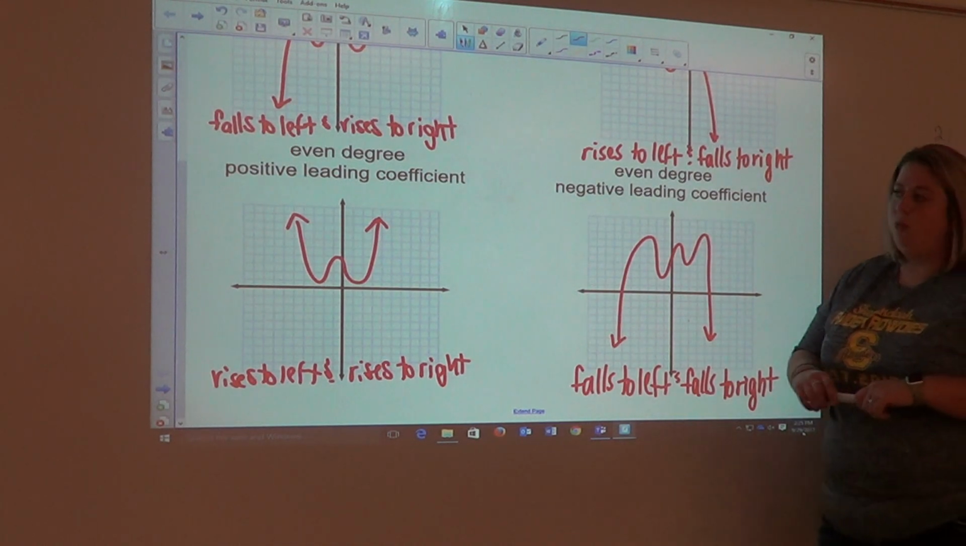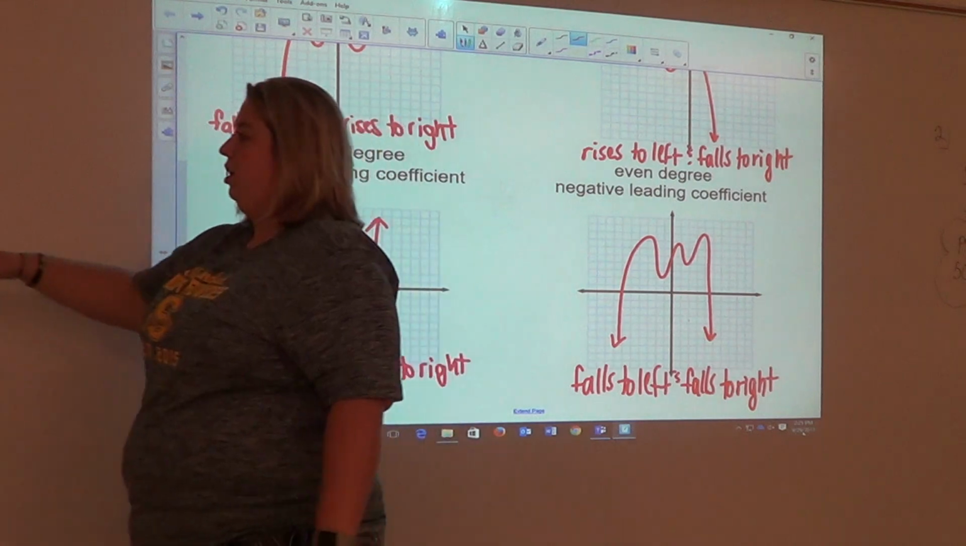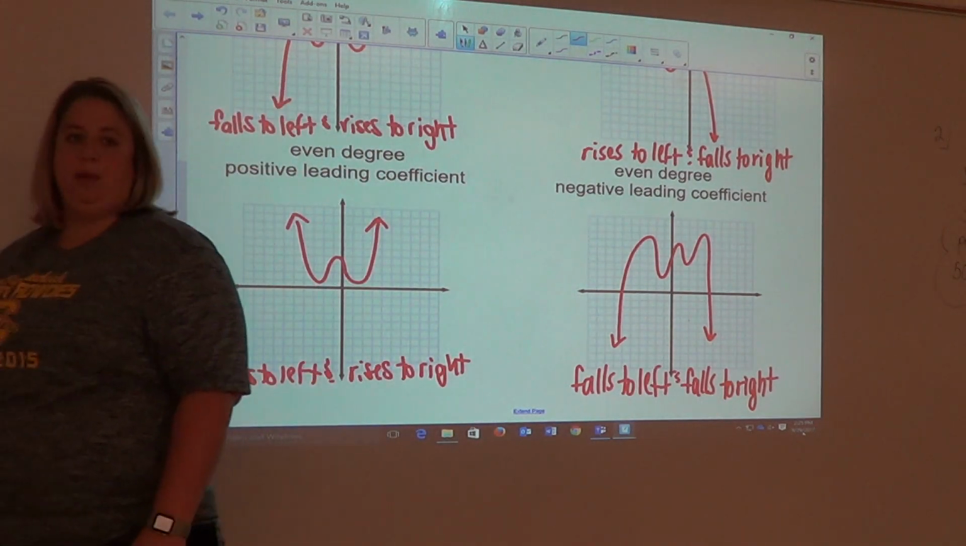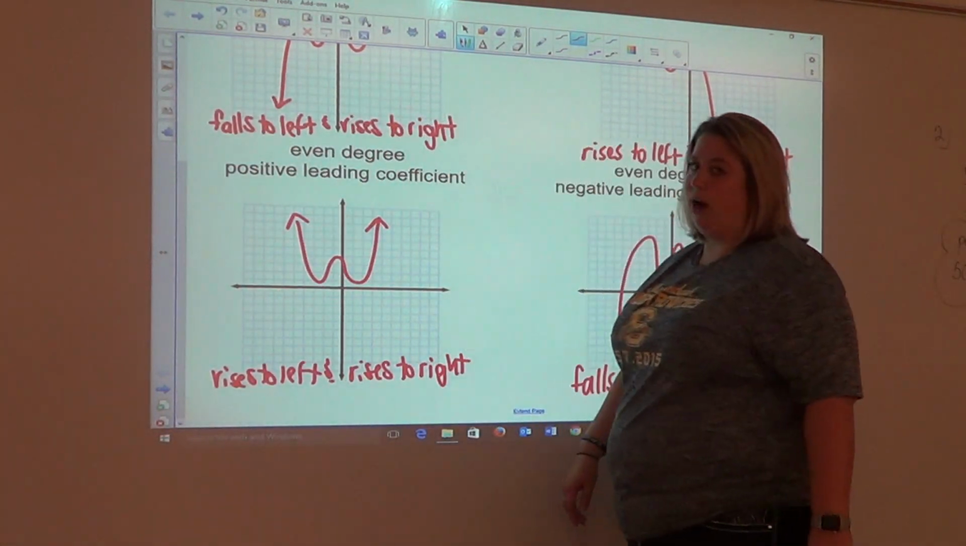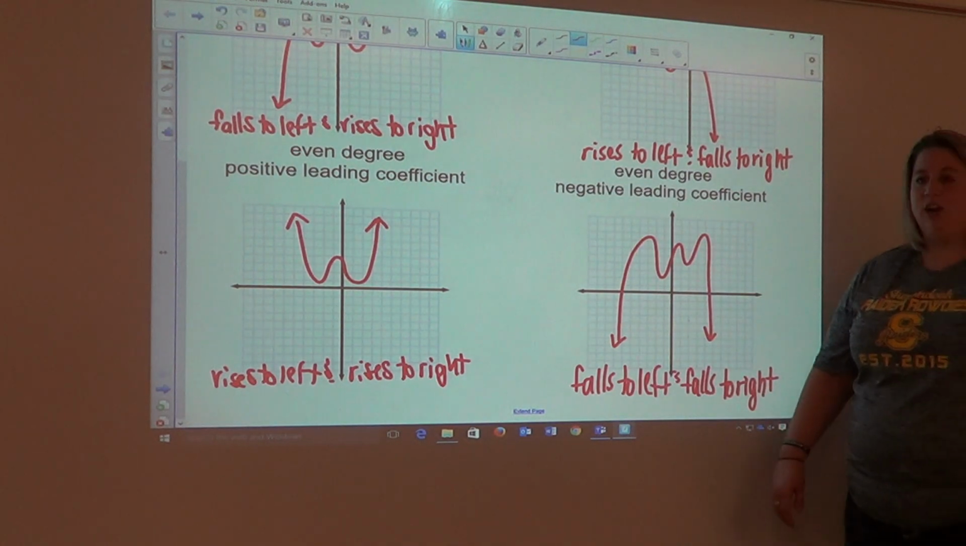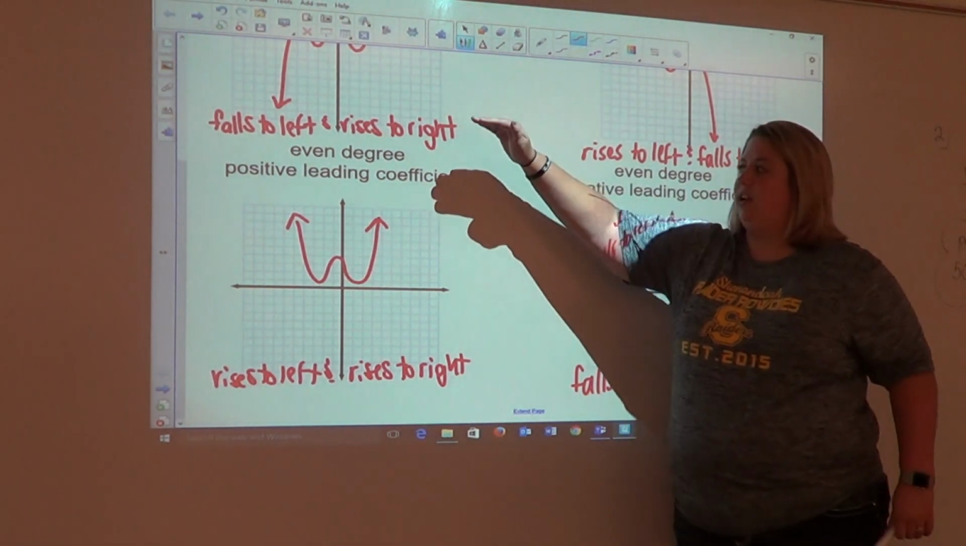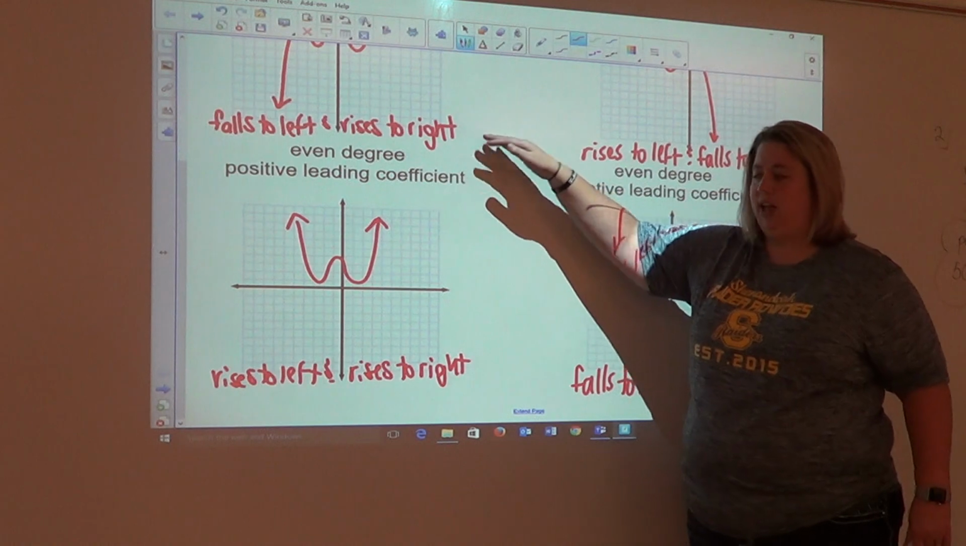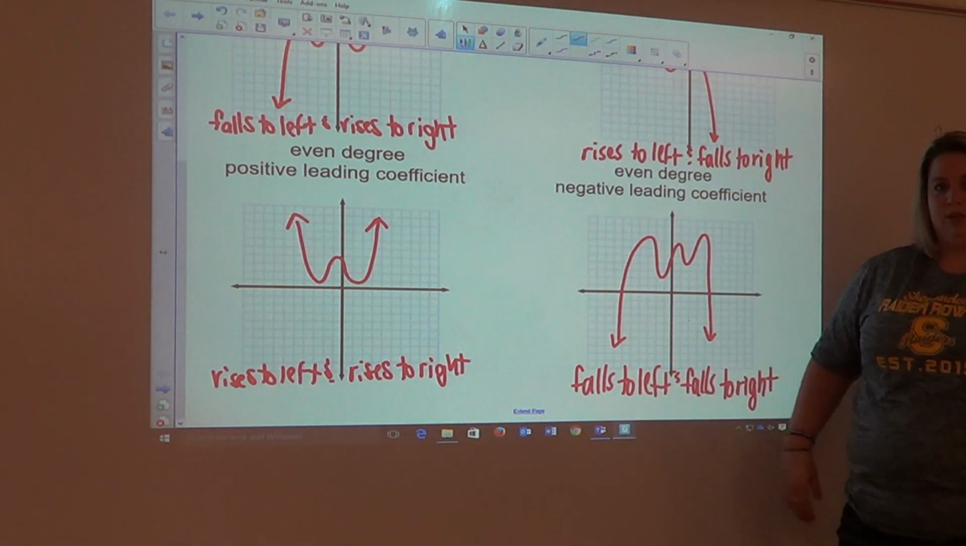Okay, so for your homework on this section, the first section we're going to describe end behavior. So this first section is no graphing. You're going to be looking at equations and you're going to be able to say, does it fall to the left? Does it rise to the left? What's going on?